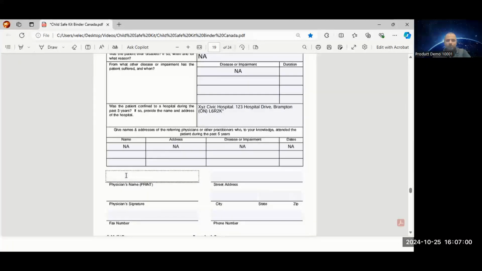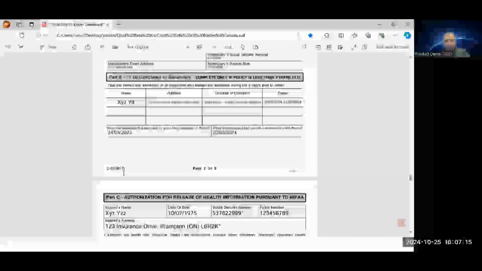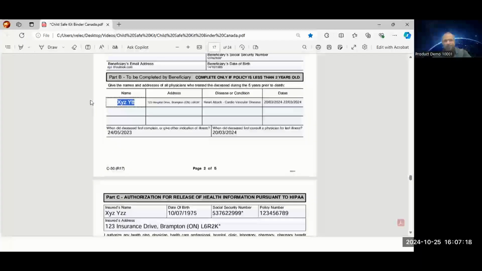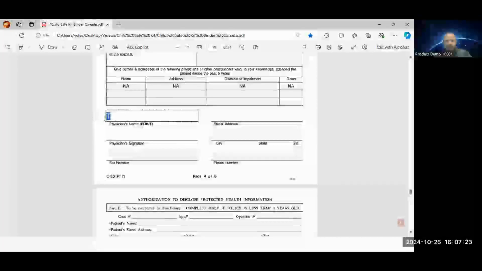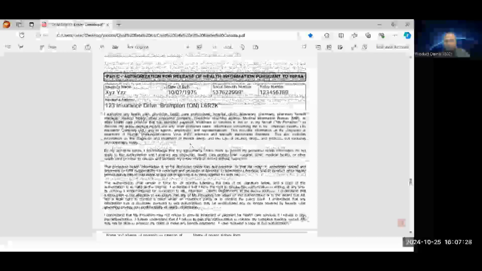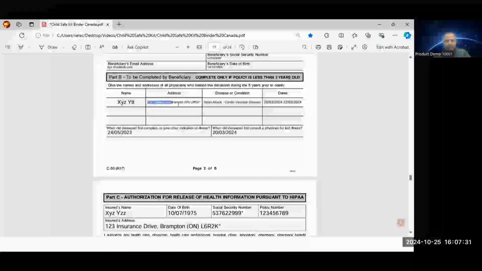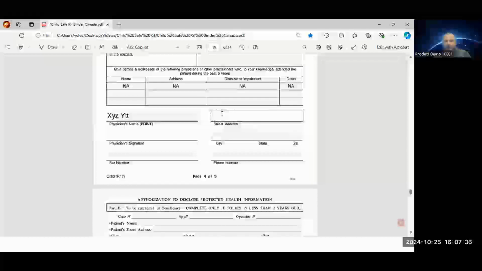Okay, the name of the physician, let's say the name of the physician is... one moment here. Okay, so this would be the same name as this one over here. Street address. So again, this would be the same address as this address over here.